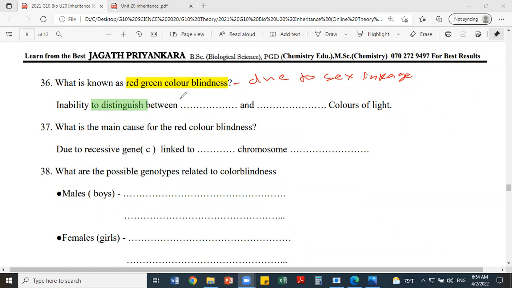There's something called completely colorblind, right? Completely colorblind means they see everything black and white, like dogs and cats. That is complete color blindness. And the other one is completely blind, which means can't see anything. Colorblind, can't see the colors at all, any color. Then red-green color blindness means inability to distinguish between red and green. So it's not a deadly disease.